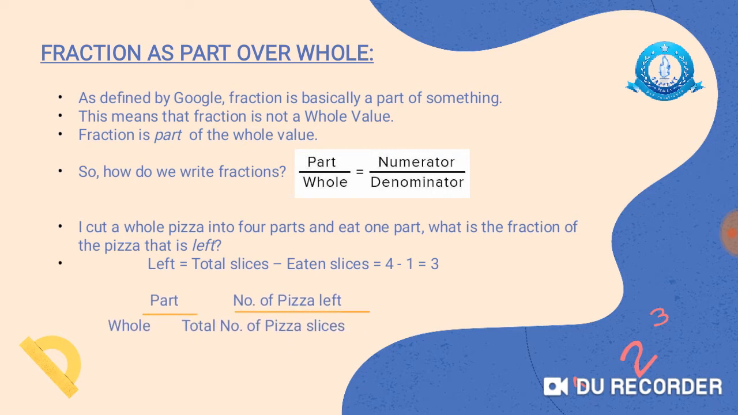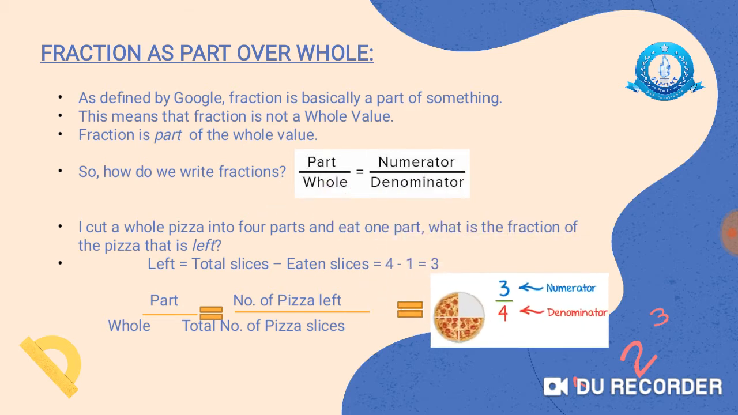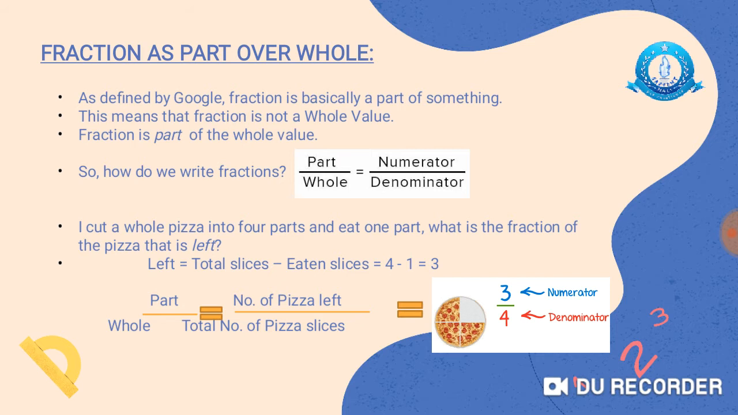And how do I write down the fraction? Fraction is written as part upon whole. Part will be the number of pizza slices that are left and whole will be the total number of pizza slices. So my answer will be 3 upon 4, where 3 is the numerator and 4 is our denominator.